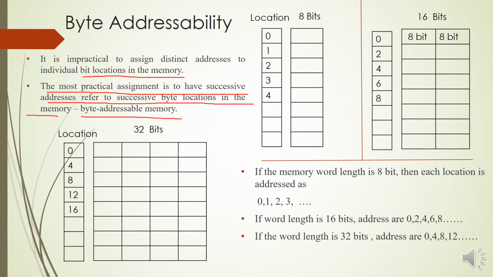For example, if I have a word length of 8 bits, then each location is accessed. If I have 16 bits as the word length, 2 bytes are accessed at a time. This will be the 0th location, this will be the first location, this will be the second location and this is the third location. Like that, at a time, 2 locations are accessed. If the word length is 32 bits, then 4 locations are accessed at a time by the processor.